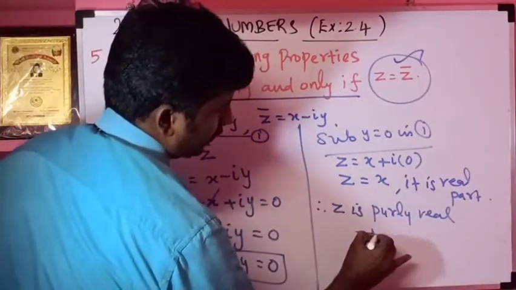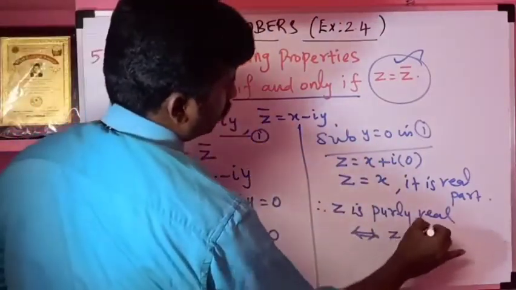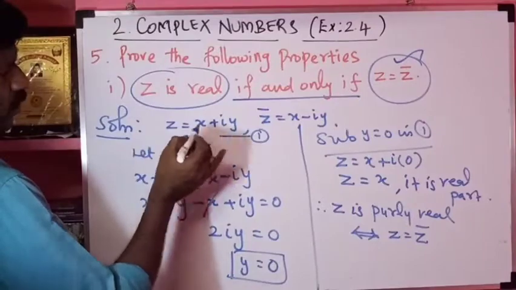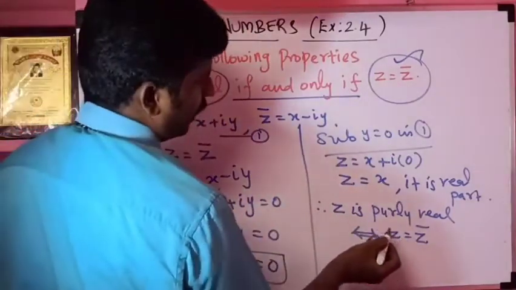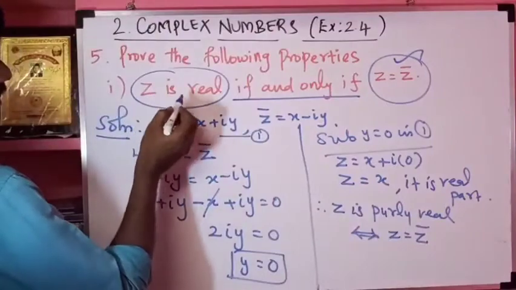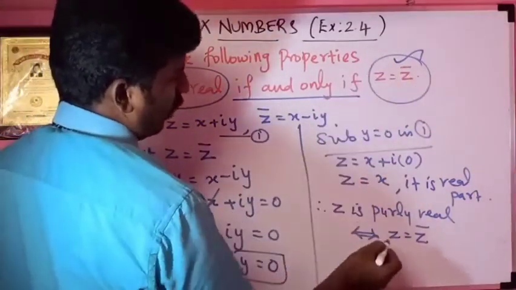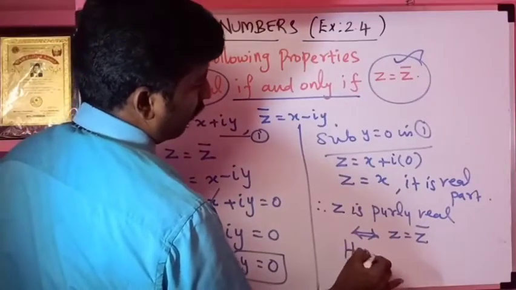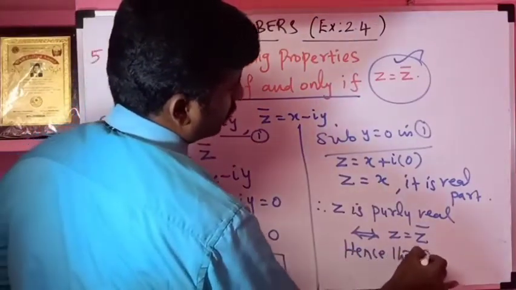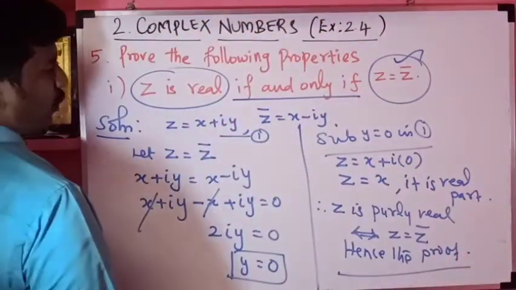This is the equivalent, right? Then z equal to z bar. So which means what? Z equal to z bar அப்படிங்கிறது equal to z is a purely real. So which is the meaning? Z is real if and only if z equal to z bar, right? Now hence the proof. புரியுதுங்களா? இப்போ next problem பார்க்கலாம்.